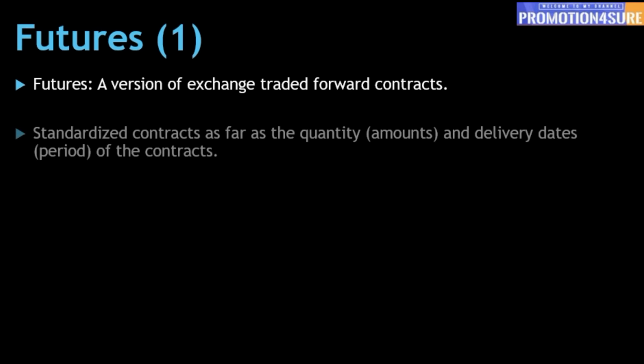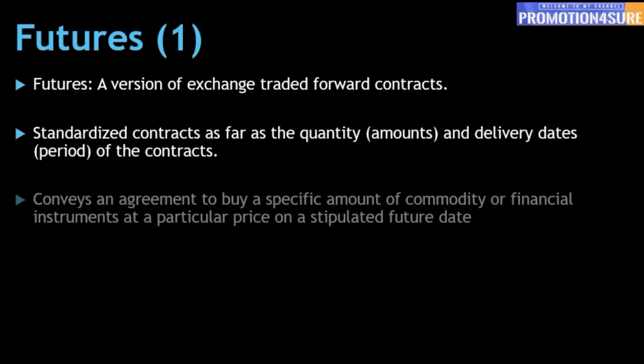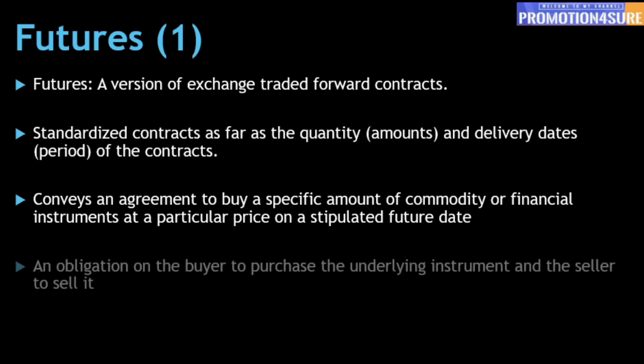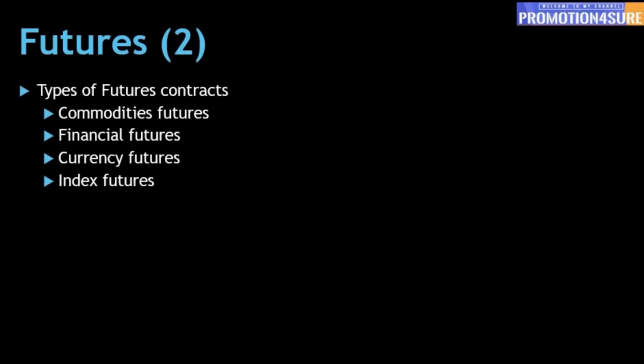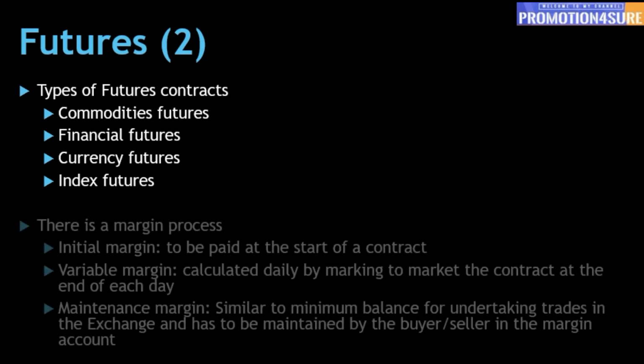Now, a future is a version of exchange traded forward contracts, standardized contracts as far as the quantity, amounts, and delivery dates of the contract are concerned. It conveys an agreement to buy a specific amount of commodity or financial instruments at a particular price on a stipulated future date. It is an obligation on the buyer to purchase the underlying instrument and on the seller to sell it. The types of future contracts are commodities futures, financial futures, currency futures, and index futures.